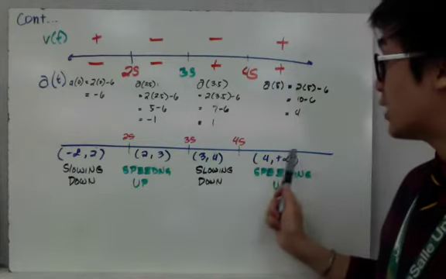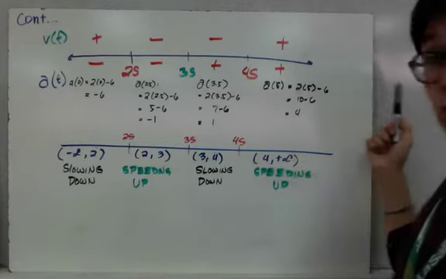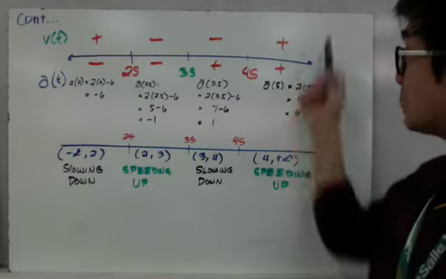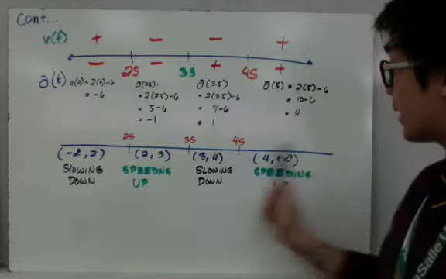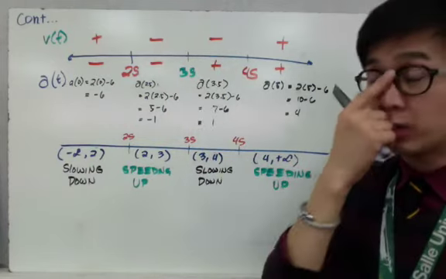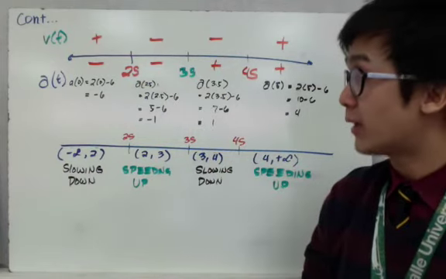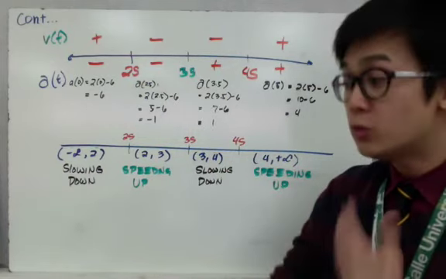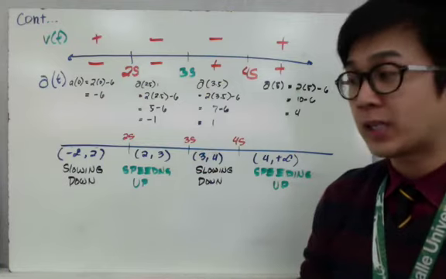And for our last interval, from 4 to positive infinity, we have the same sign, which is positive. So that means this particle is speeding up. And that's how we use our sign chart in verifying the movement of a particle, if it's speeding up or slowing down.